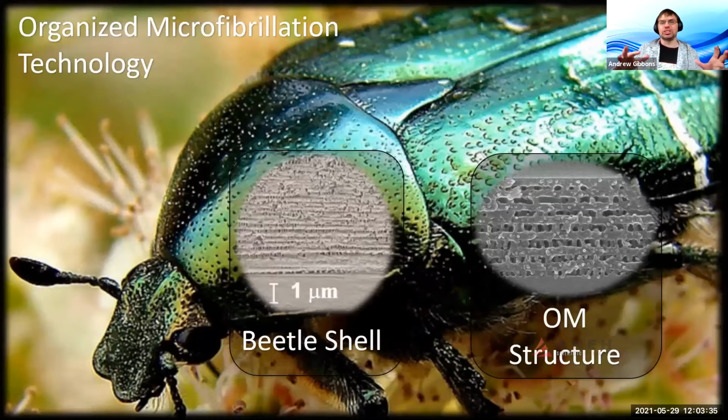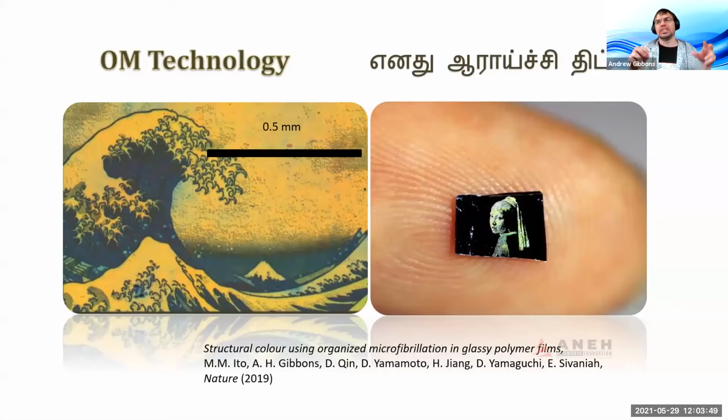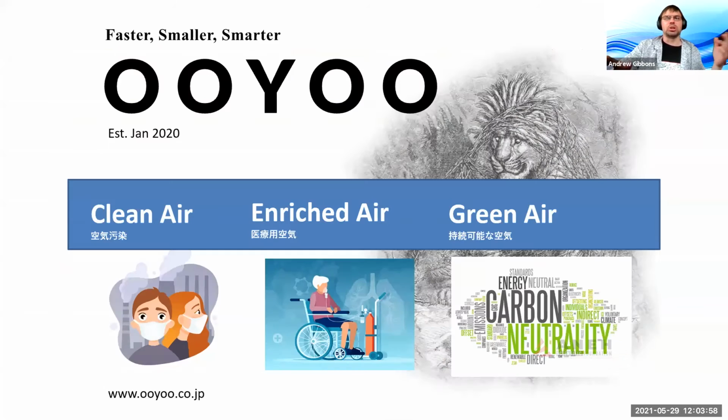My specific research is on a phenomenon called organized microfibrillation, which, like the way a beetle shell makes color, our layered structure also makes color. We're using this to do high resolution printing. My current work is on making microfluidic devices using this material or this process.